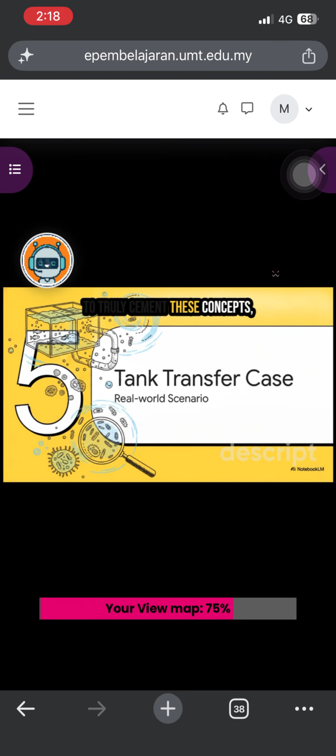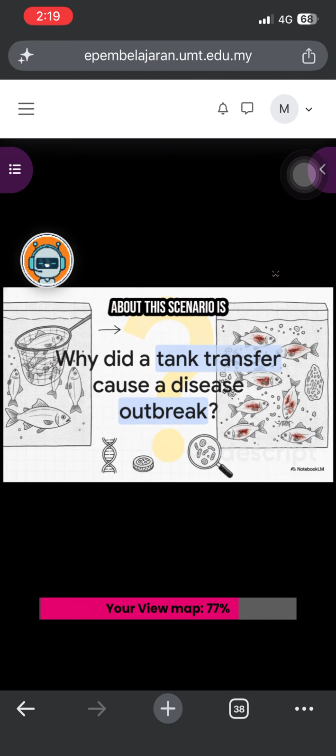To truly cement these concepts, let's look at Section 5 and apply everything we've just learned to a very common scenario in aquaculture, a simple tank transfer. Now, what's really interesting about this scenario is the mystery it presents. Imagine this. You have a totally healthy group of fish. You carefully net them, you move them to a brand new clean tank, and then suddenly, just a few days later, you have a massive disease outbreak with dying fish.